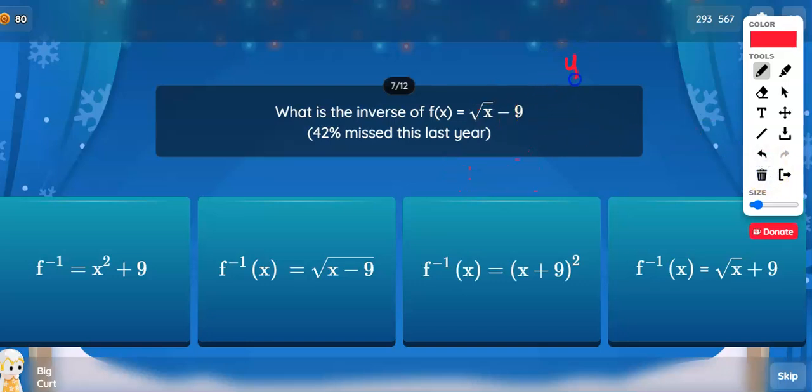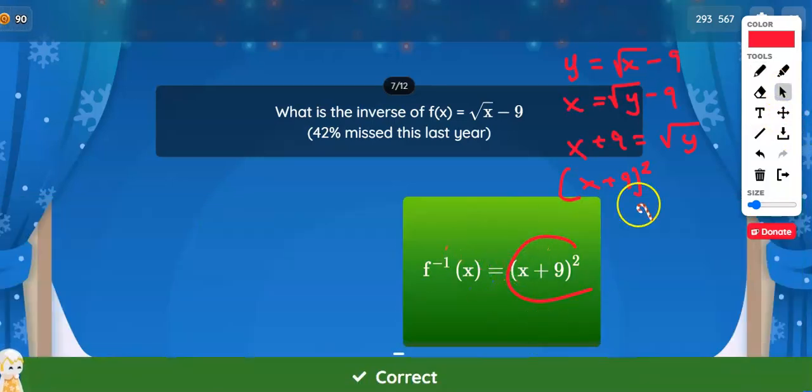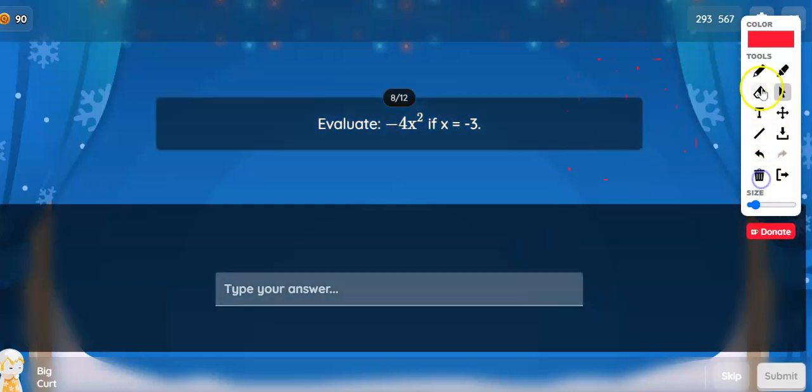Step 1, change f of x to y. Step 2, switch your x and your y. Let's isolate y for step 3. Get y by itself. You get rid of minus 9 first, and you get rid of the square root again by squaring. And I got to square the whole side over here as we had earlier. Change y back to f of x, and you got it.